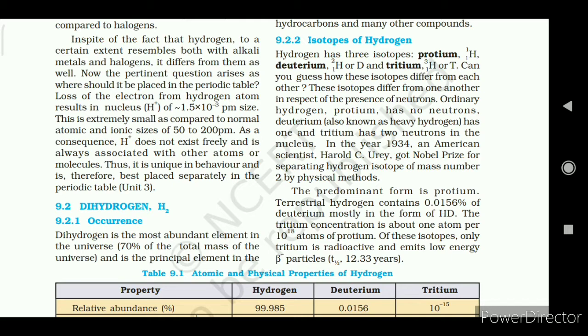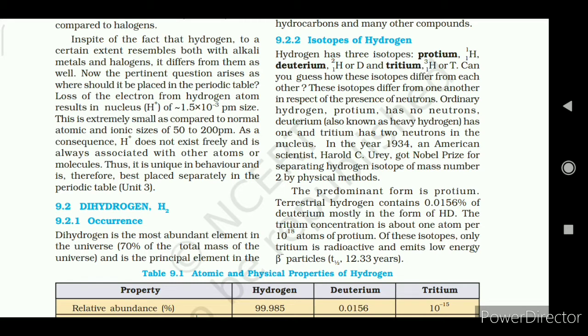In the year 1934, an American scientist, Harold C. Urey, got the Nobel Prize for separating the hydrogen isotope of mass number 2 by physical methods. The predominant form is protium. Terrestrial hydrogen contains 0.0156% of deuterium, mostly in the form of HD.